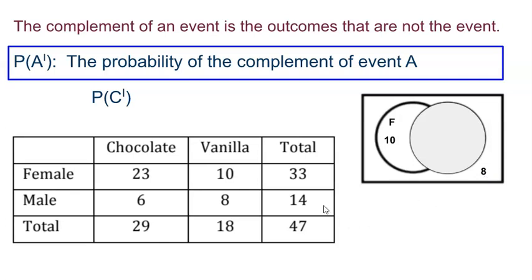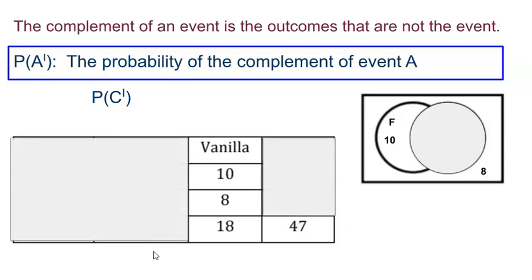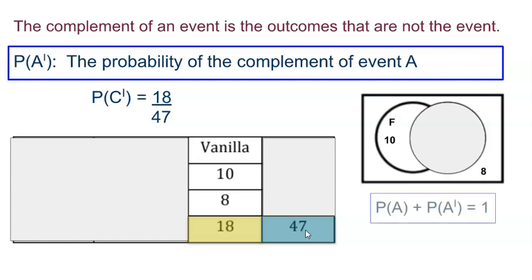In the two-way table, I'm going to block out everything that chose chocolate, and we're just left with vanilla. So we have 18 out of the 47. So the probability of the complement of choosing chocolate would be the probability for choosing vanilla, 18 out of 47. One important thing to note is that the probability of A plus the probability of the complement of A equals 1, because this would account for all possibilities.